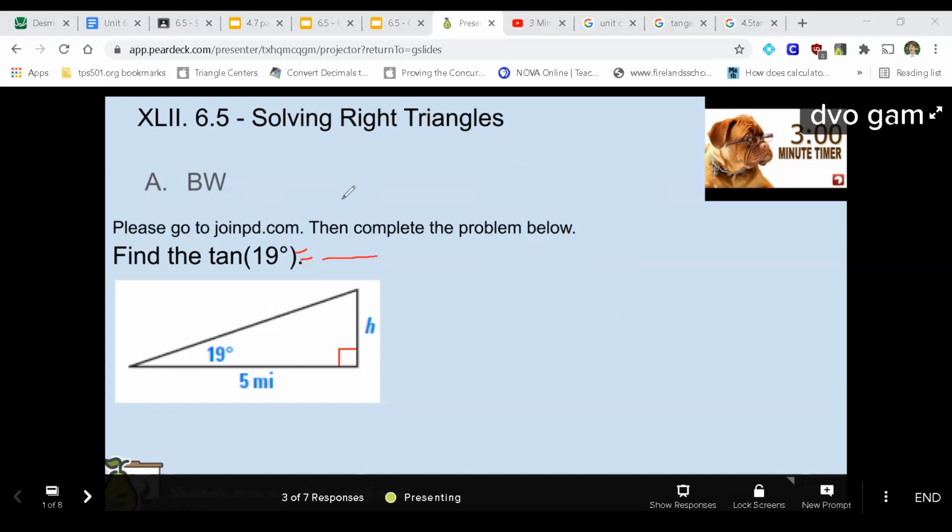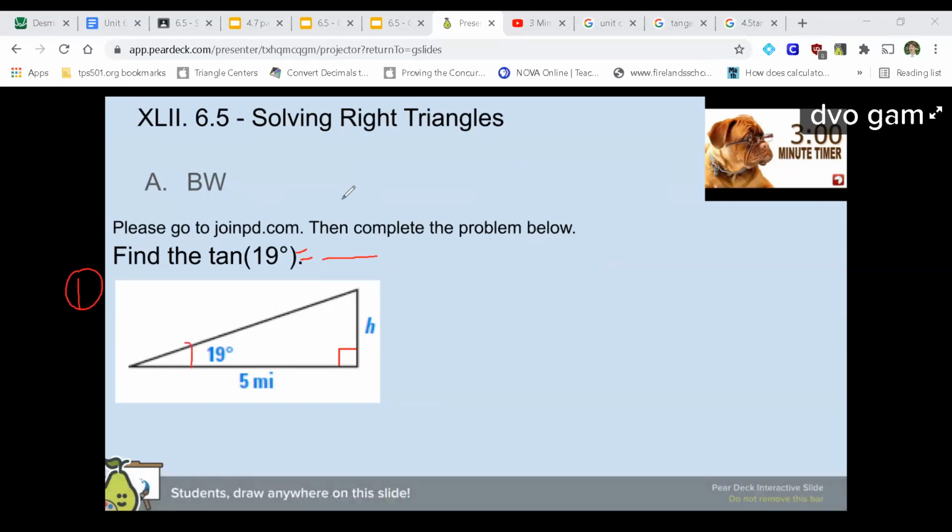All right, so the first step you need to do is label off of your angle. So this would be the opposite side. This would be the hypotenuse. And then 5 would have to be the adjacent side then. Step number 2, you have to use your formula. So the formula you should have here in your notes is that the tangent of any angle is opposite over adjacent.